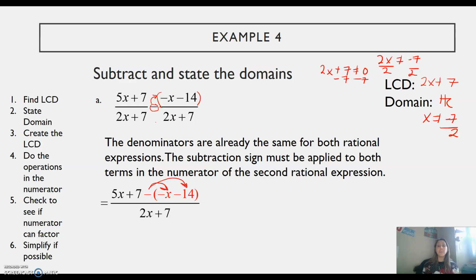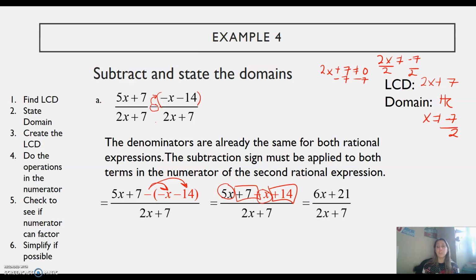So if I do that, I end up with negative 1 times negative x, which is a positive x, and negative 1 times a negative 14, which is a positive 14. All right, so now I've done all my distributing. I need to combine my like terms, and I end up with 6x, because 5x plus 1x is 6x, and 7 plus 14 is 21.